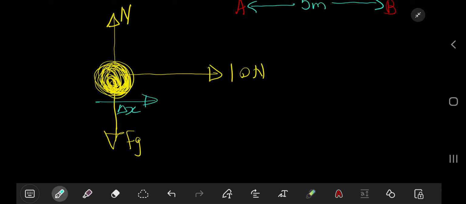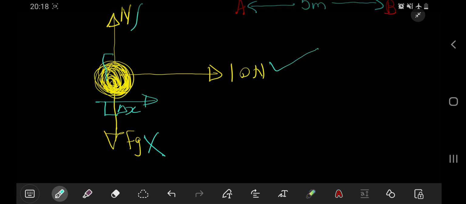Okay. So now let's start with the applied force. We can see that the applied force is parallel to the direction of the displacement. Then this one, it does work. Okay, and then FG is perpendicular to the direction of the displacement, then that does not do work. Same applies to the normal force. It's perpendicular to the direction of the displacement, then that does not do work. Okay, so the applied force is the only force that does work in this case.